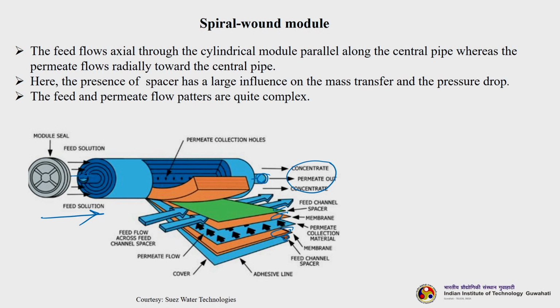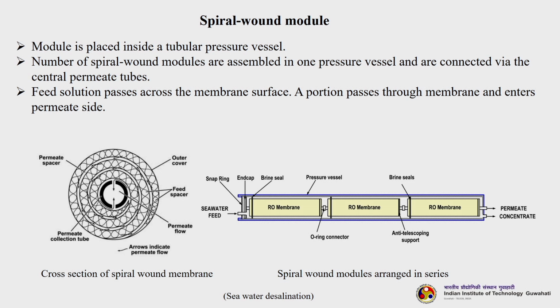The feed and permeate flow patterns are very complex, because this is a very compact system, and the beauty of the system is that in very little space we can have more membrane area. That is the only thing. However, the flow types are very complex and difficult to characterize. So, the module is usually placed inside a tubular pressure vessel. A number of spiral wound modules are assembled in one pressure vessel and are collected via the central permeate tubes.